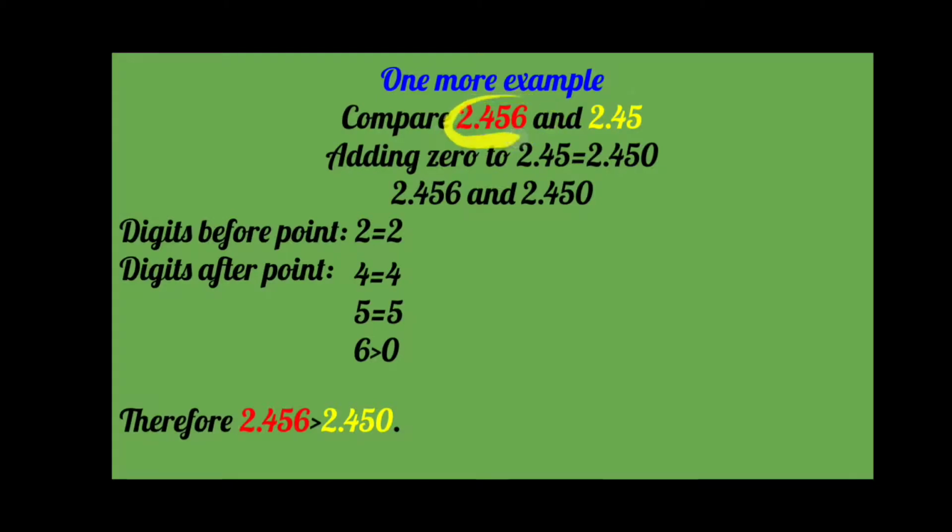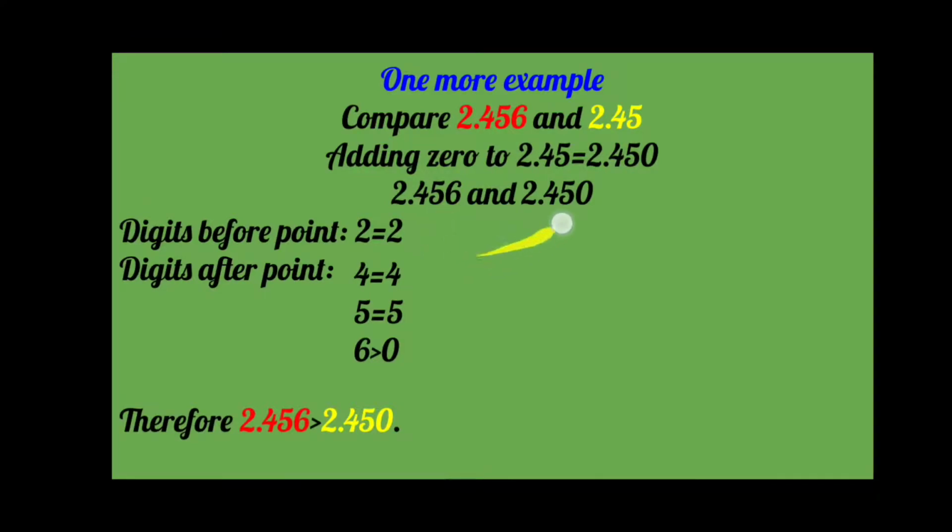One more example. This number and this number, it has 3 digits and it has only 2 digits. We can add 0 to this number and make them like decimals. So now these two numbers are like decimals. Now we can start comparing the digits before and after. Before we have 2 and 2, which are the same.